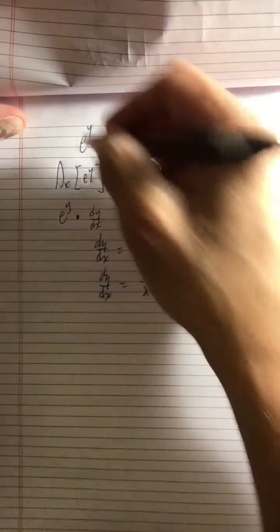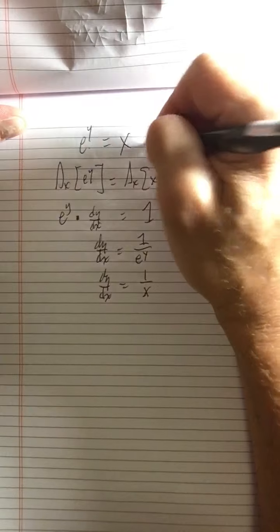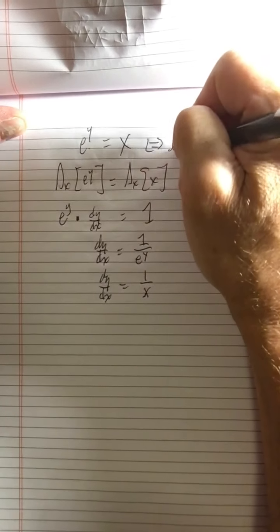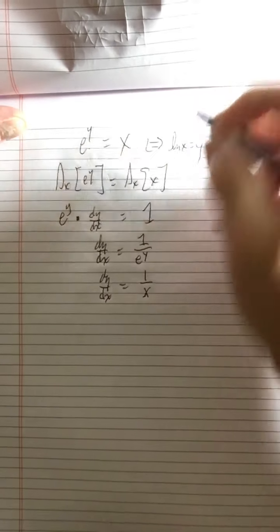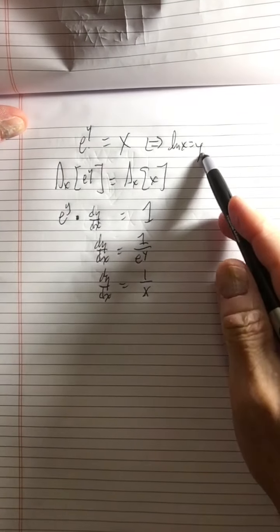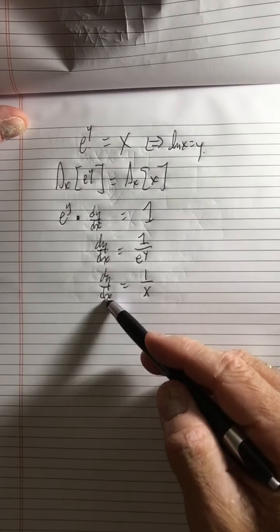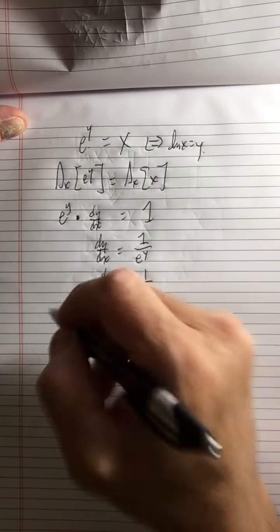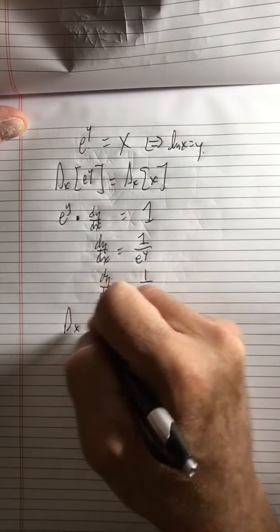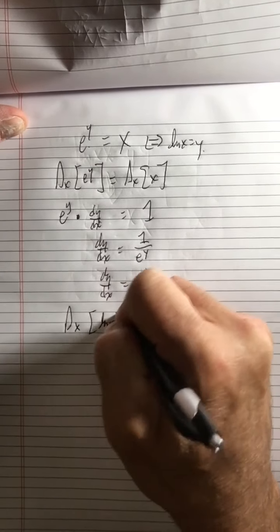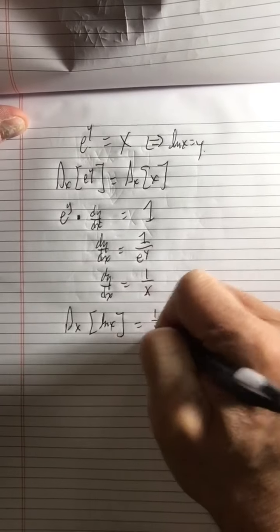Now remember, all of this came from where? Where did this come from? It came from the natural log of x equals y. So I took the derivative of this y, derivative of that y with respect to x, and I got 1 over x. So that justifies the rule that the natural log of x, when you take the derivative of it, gives you 1 over x.